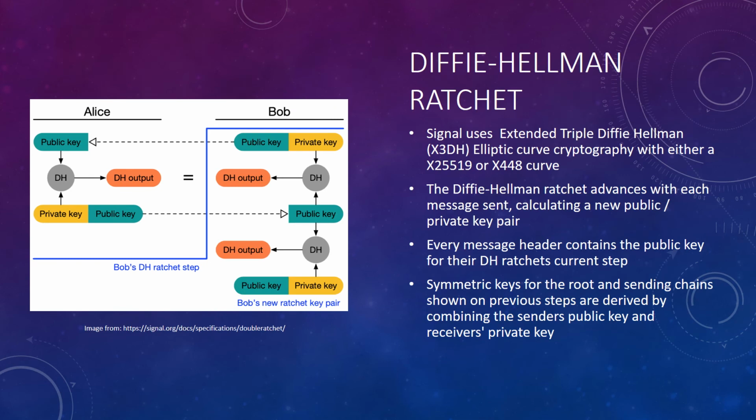Signal uses extended triple Diffie-Hellman elliptic curve cryptography with either X25519 or X448 curves. The Diffie-Hellman ratchet advances with each message sent, calculating a new public-private key pair. Every message header contains the public key for their DH ratchet's current step. Symmetric keys for the root and sending chains shown on previous steps are derived by combining the sender's public key and the receiver's private key.